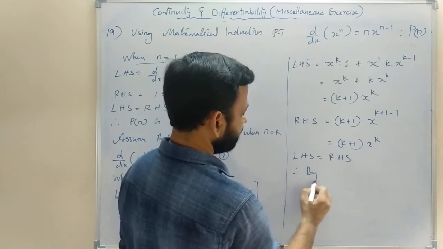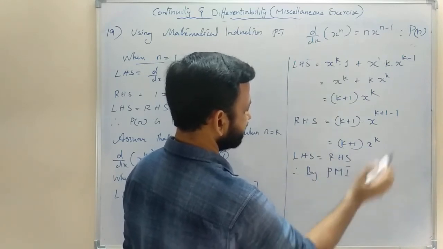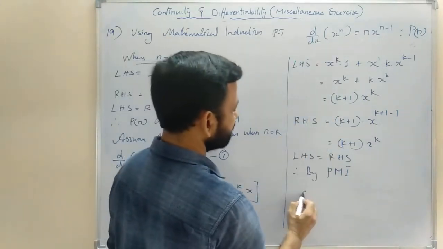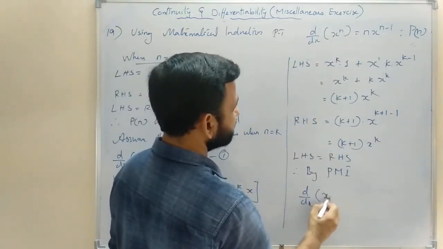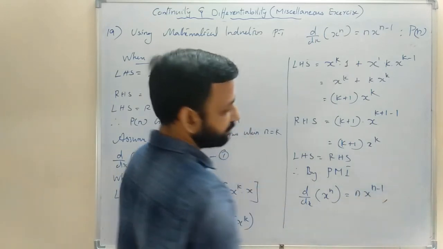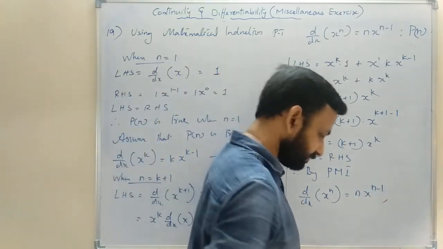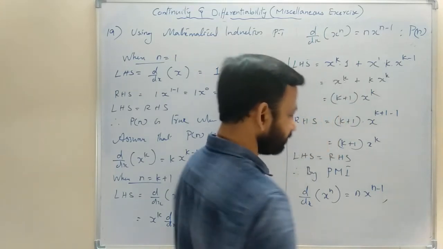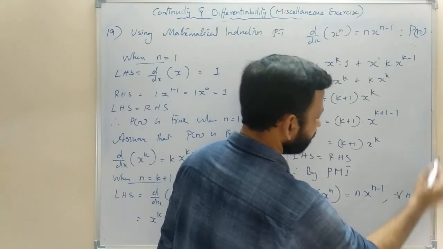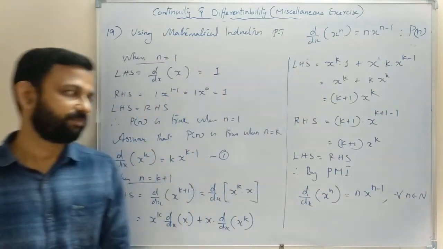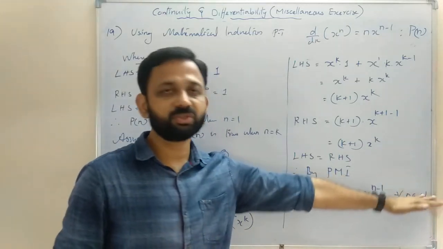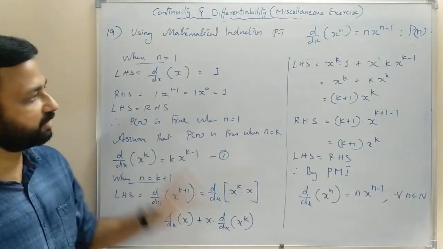Therefore, by the principle of mathematical induction, d by dx of x raised to n is equal to n x raised to n minus 1 for every n belonging to the set of natural numbers, for every positive integer. So this is true only when n belongs to the set of natural numbers. So we got the result.